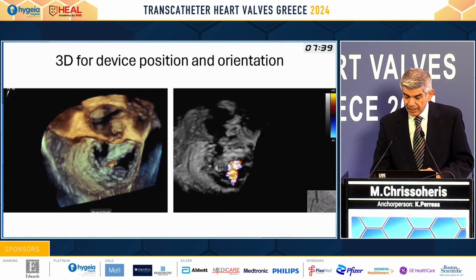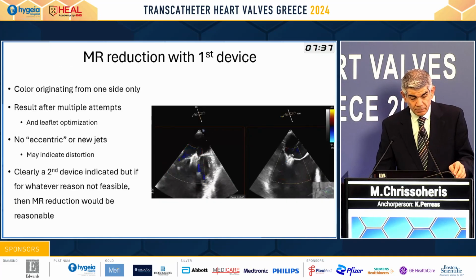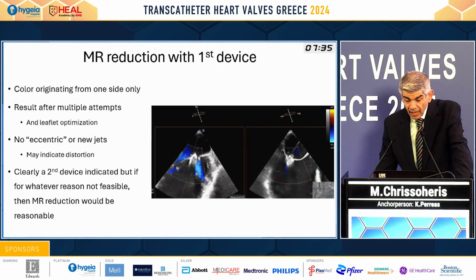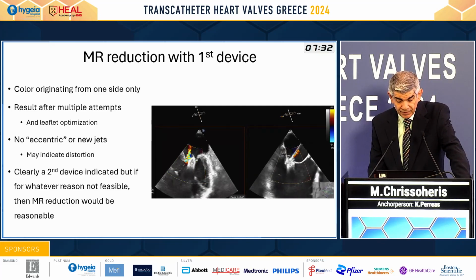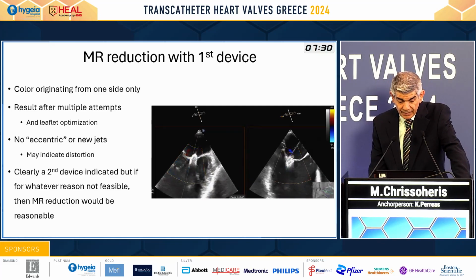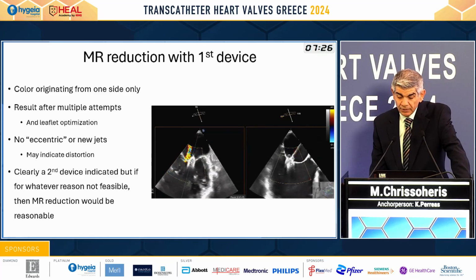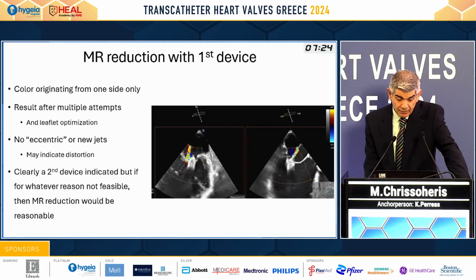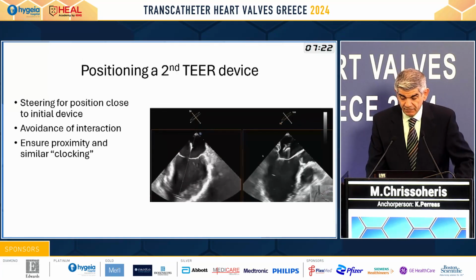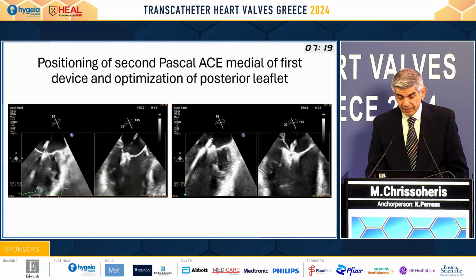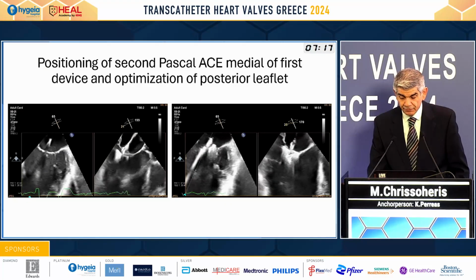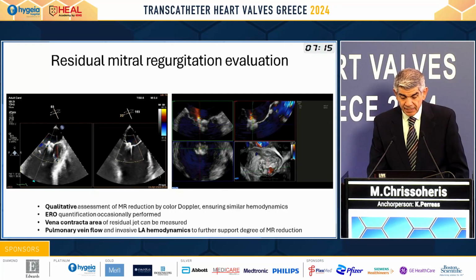This is an initial appearance after the first device. The color seems to be very nicely reduced. We have color only from one side of the device. This is a good reduction before deploying this first device. We could live with this color if we could not put a second device, but obviously we will try to get a second device in. Get it right next to the first device very carefully, optimizing the leaflets. And this is our final result.